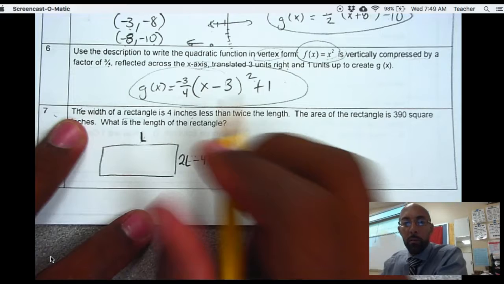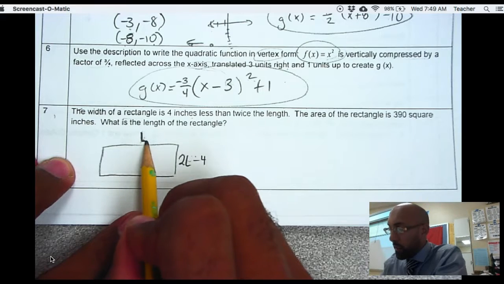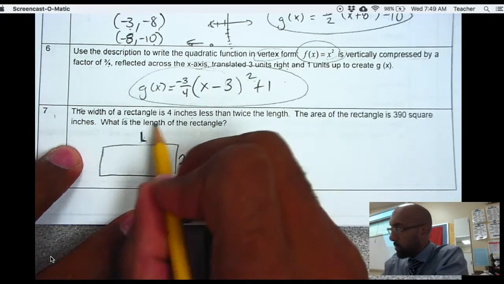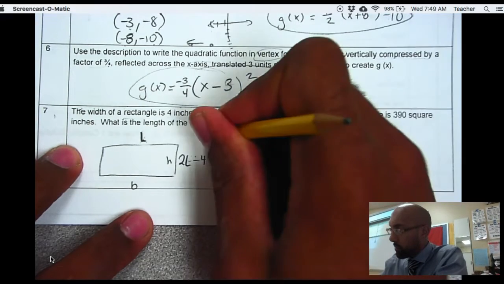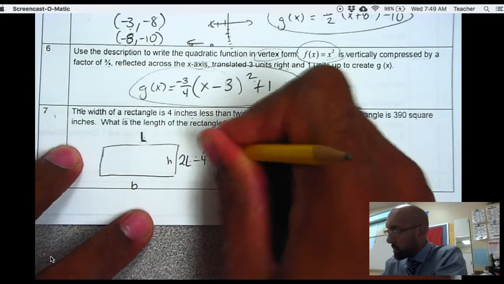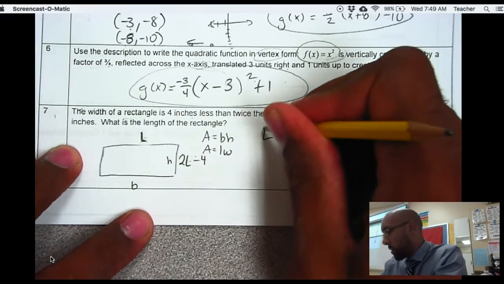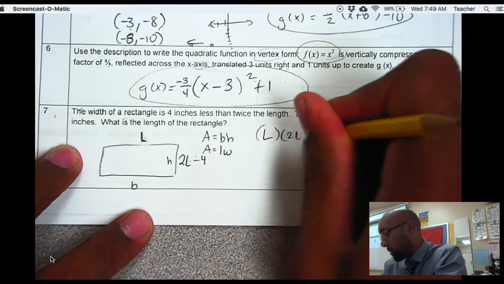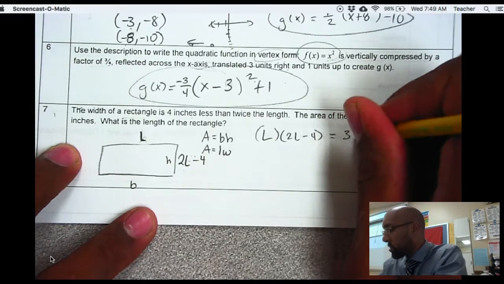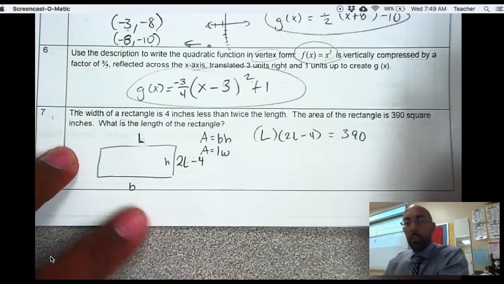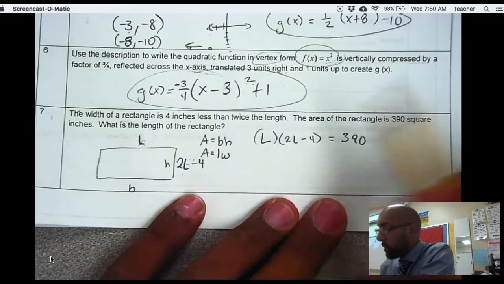Now it says the area of the rectangle is 390 square inches, and it's asking for the length. So we're trying to find this side. If we remember, area of a rectangle is base times height, or you may have heard length times width, same thing, right? So if I take L times 2L minus 4, because that represents the width, that should give me 390. So that is the equation we can use to solve for that length. We're looking for L, so let's just solve the equation.